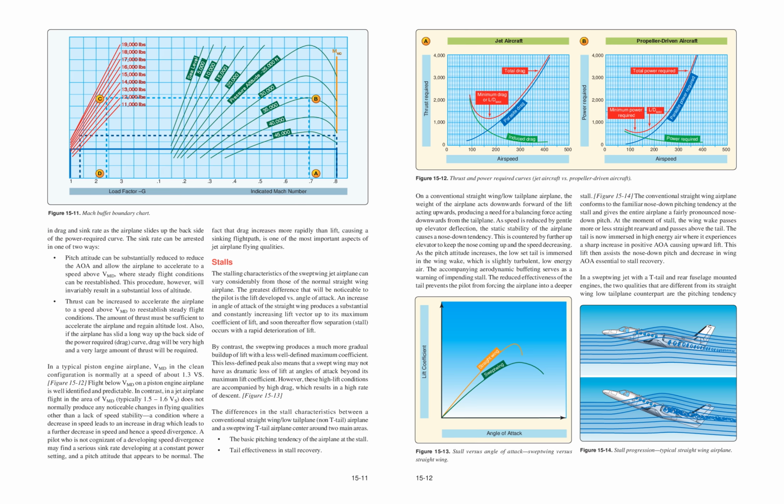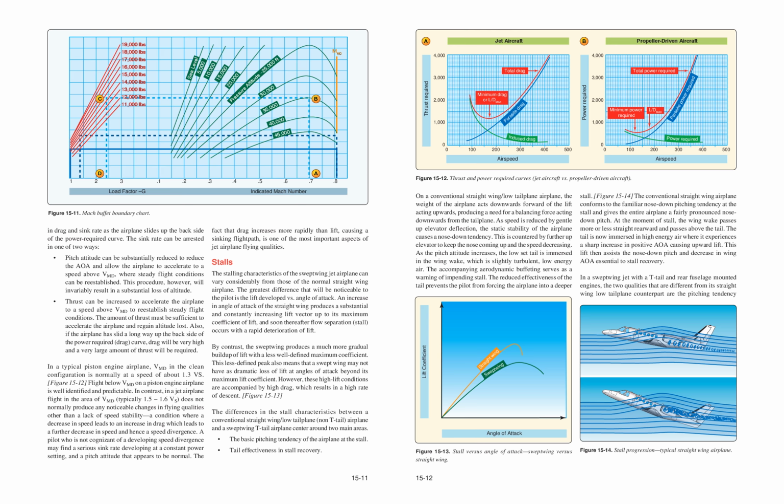In a typical piston engine airplane, VMD in the clean configuration is normally at a speed of about 1.3 VS, figure 15-12. Flight below VMD on a piston engine airplane is well identified and predictable. In contrast, in a jet airplane, flight in the area of VMD, typically 1.5 to 1.6 VS, does not normally produce any noticeable changes in flying qualities other than a lack of speed stability, a condition where a decrease in speed leads to an increase in drag which leads to a further decrease in speed and hence a speed divergence.